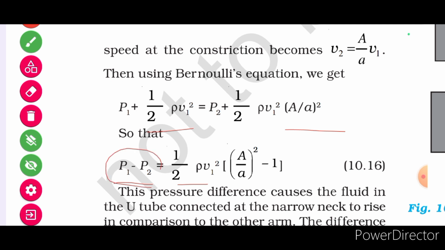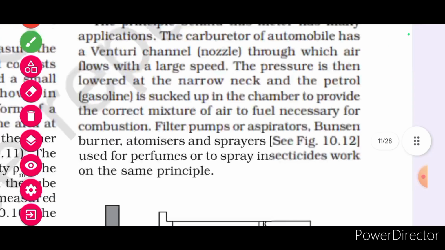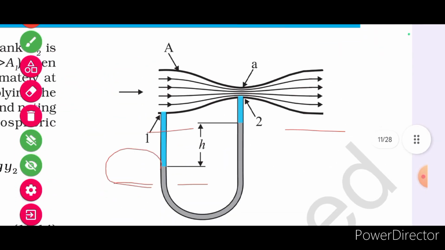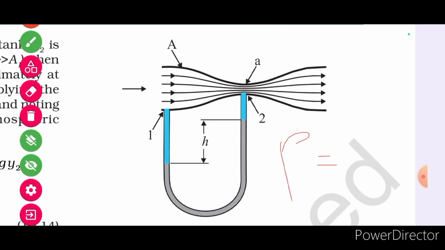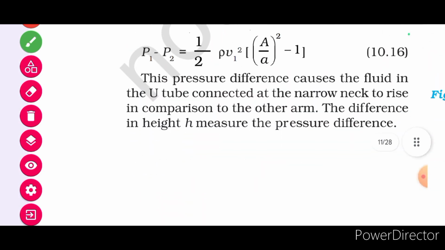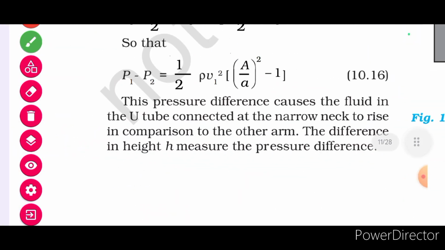P1 minus P2, as I told you, we can measure with the help of the manometer, because there is a difference in pressure. The fluid will be at different heights, and this height we can measure. The pressure difference is given by the formula rho g h. The density of the fluid we know, the height we can calculate, so we can calculate P1 minus P2 with the help of the manometer. This pressure difference causes the fluid in the U-tube connected at the narrow neck to rise in comparison to the other arm. The difference in height measures the pressure difference.